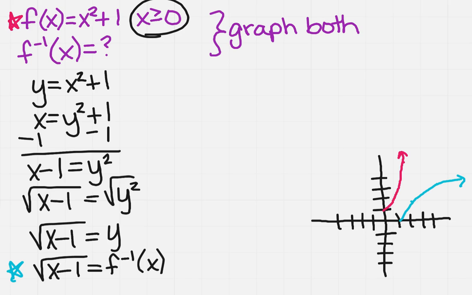So I starred which colors I used: my f of x is the pink and my f inverse is the light blue. Now, one thing that you can see here is if you draw an imaginary line up through them, you can see how they've been reflected across that imaginary dotted line.